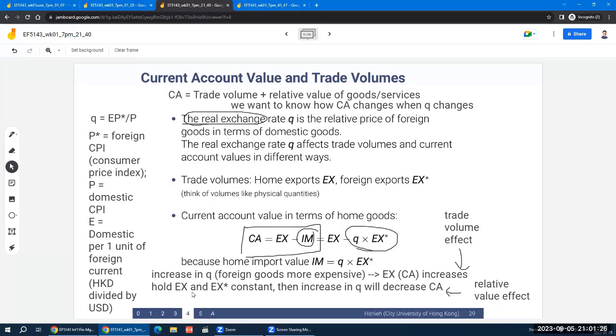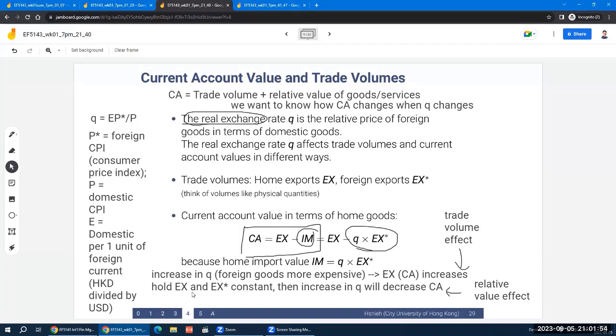The relative value effect, assuming no trade flows: if Q increases, then it's as if we're saying that the goods and services abroad are becoming more valuable, because prices are increasing, but trade flows didn't change. Their goods and services are more valuable than ours. That's what it's saying. There are competing effects, is what you should be noting. So it depends on what you assume about EX and EX star.